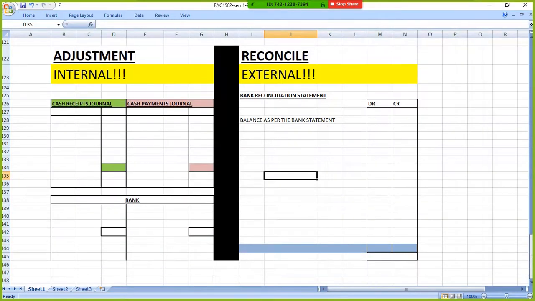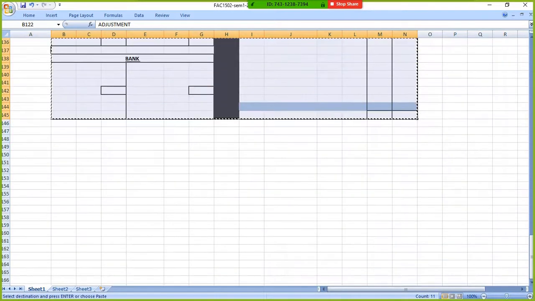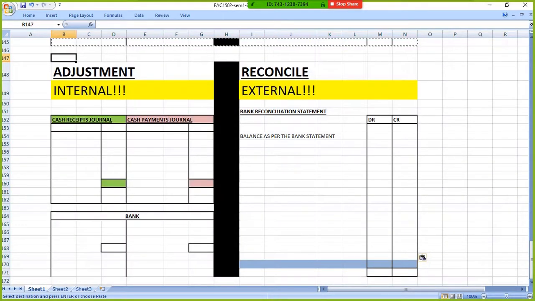So this is what you need. Here's the snapshot. Here's the picture. This is what you need to start a bank recon. Maybe I'll copy it twice so you have a blank version of it as well. Okay, let's write this down.